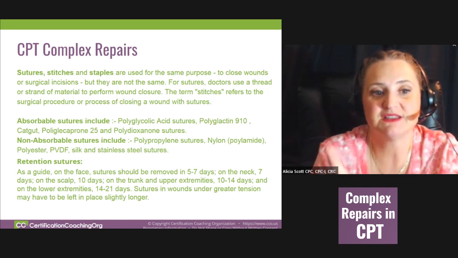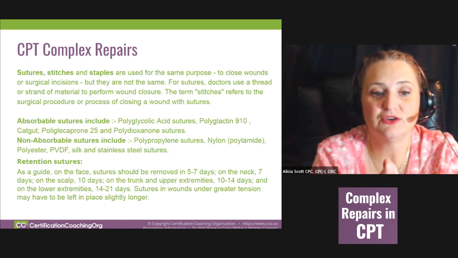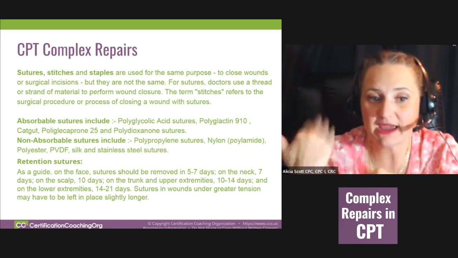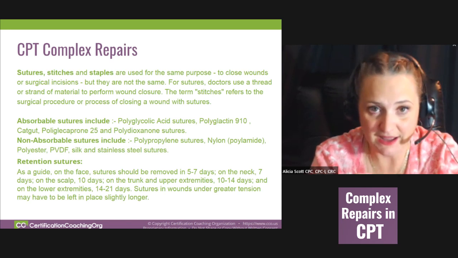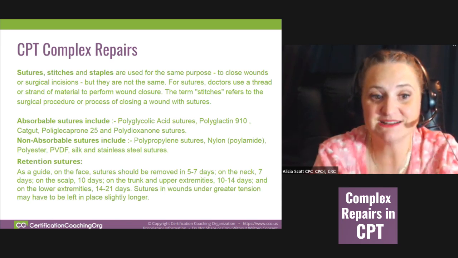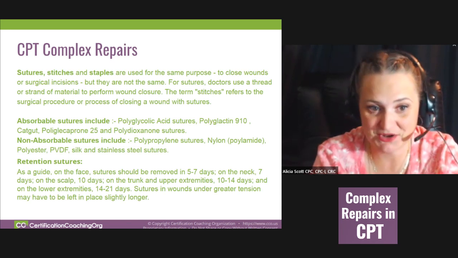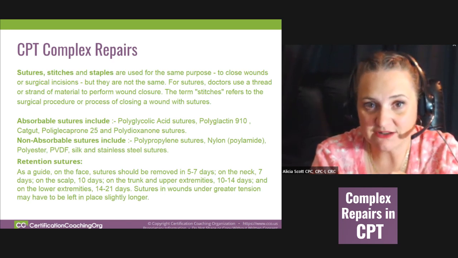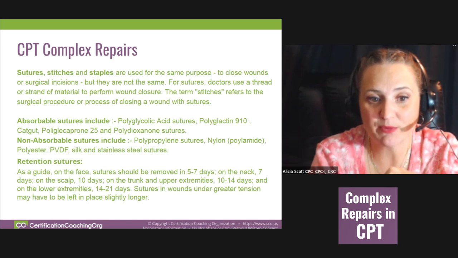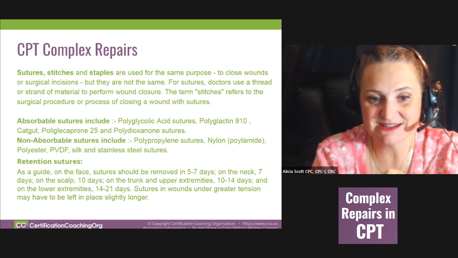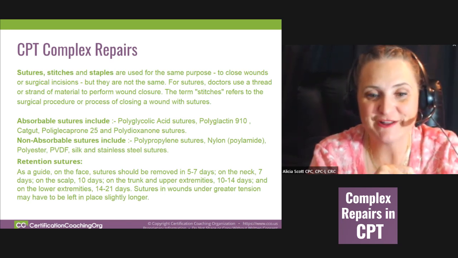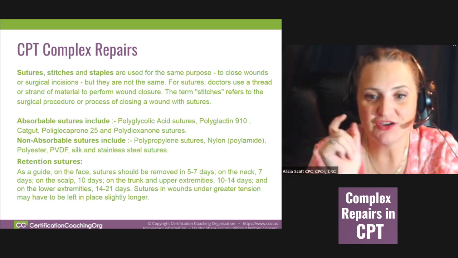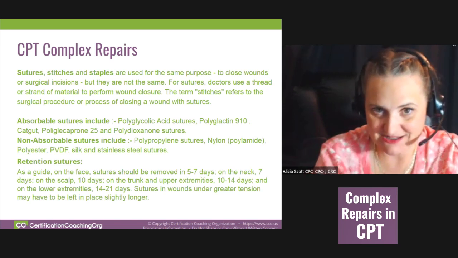So let's talk about the different types. We could use absorbable sutures. Back in the day, we used to call it cat gut all the time, and they'll still use that term. You'll notice it's on the list. Now, I may not pronounce these as properly as somebody who uses them all the time, but it doesn't matter. You don't have to pronounce these. All you have to do is be able to recognize them.